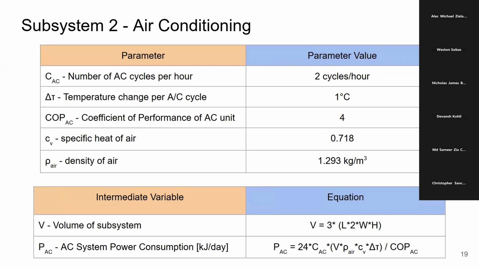Our intermediate variables are total height of the subsystem and half the width of the system. The air conditioning component has parameters of AC cycles per hour, temperature change per AC cycle, COP of the AC, specific heat of air at constant volume, and density of air. The intermediate variables include volume of the system, which is assumed to be 3 times the volume of the vertical form, and power consumption of the AC system.